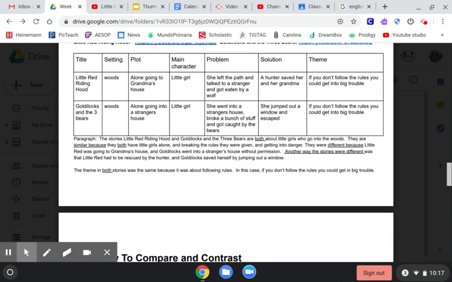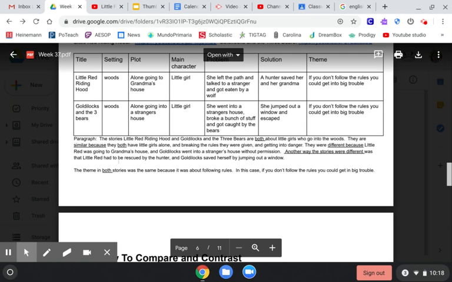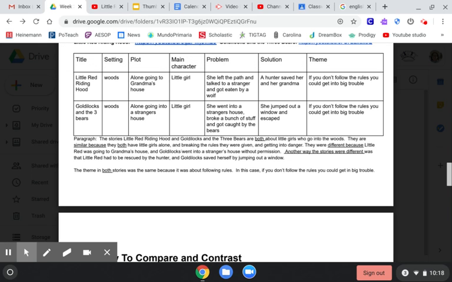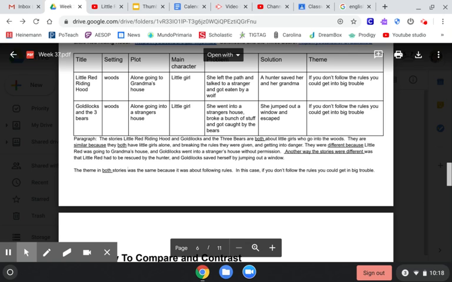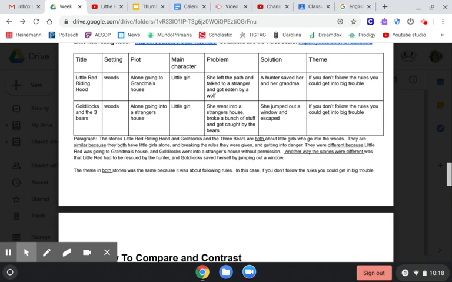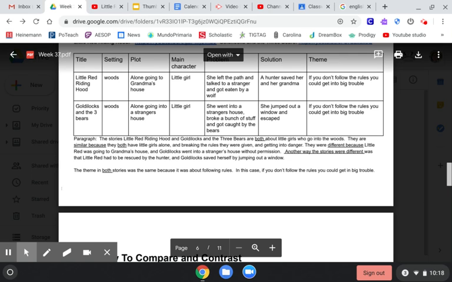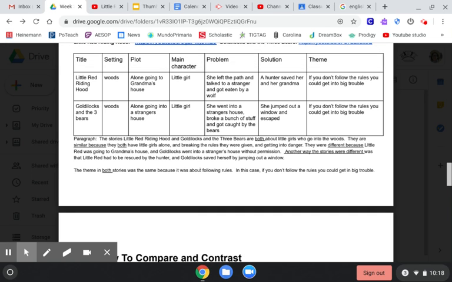The stories Little Red Riding Hood and Goldilocks and the Three Bears are both, underline that comparing and contrasting word, both about little girls who go into the woods. They are similar because they both have little girls alone and breaking the rules they were given and getting into danger. They are different because Little Red was going to Grandma's house and Goldilocks went into a stranger's house without permission. Another way the stories were different was that Little Red had to be rescued by the hunter, and Goldilocks saved herself by jumping out the window. The theme in both stories was the same because it was about following rules. In this case, if you don't follow the rules, you could get into big trouble. So that would be my comparing and contrasting paragraph.